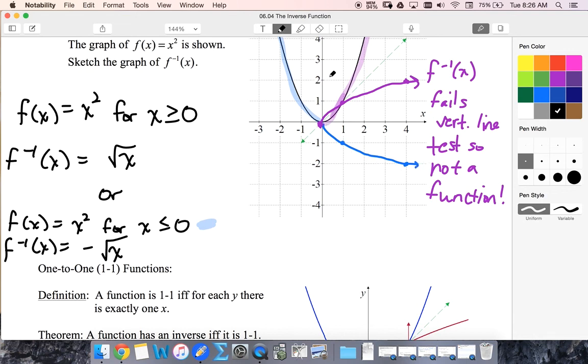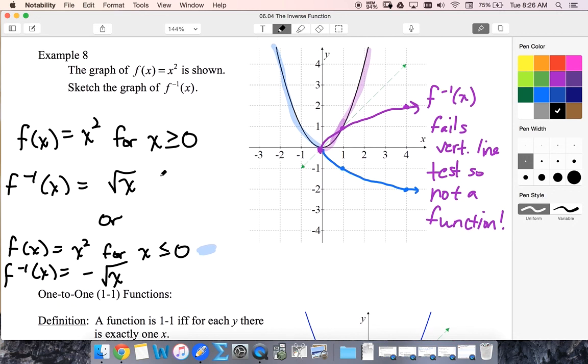So x squared on its own does not have an inverse, but if I restrict the domain, I can have an inverse. We'll look at that more in the next example.